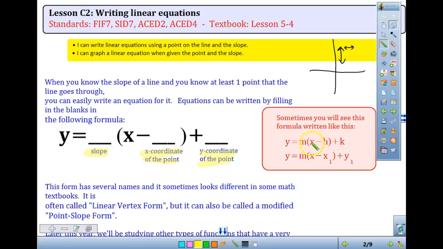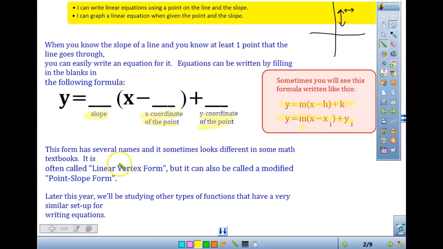Now, it says sometimes the formula might be written this way: y equals m times x minus h plus k. It means the same thing. We said m is slope, this is our x-coordinate and our y-coordinate. Since this form has several names, sometimes it looks different in some math books. Sometimes it's called the linear vertex form. Sometimes it's called point-slope form.